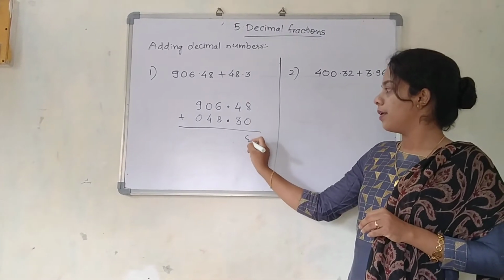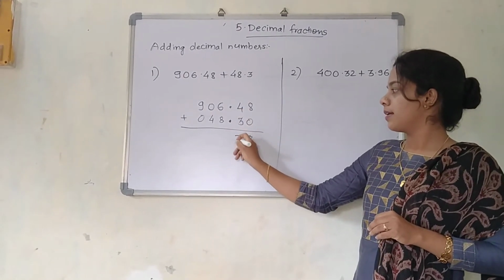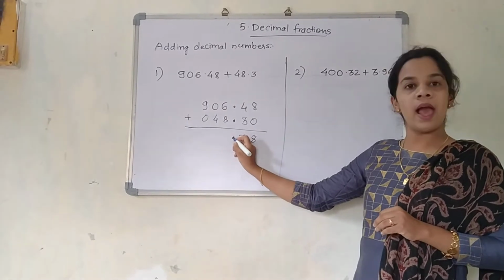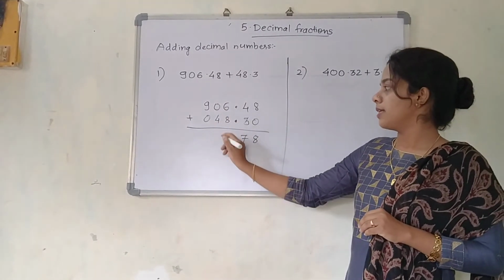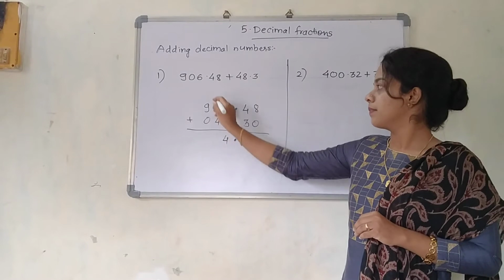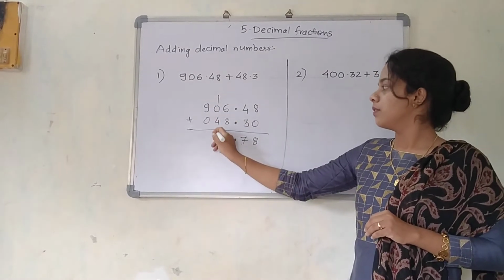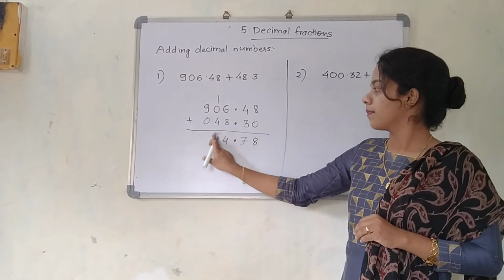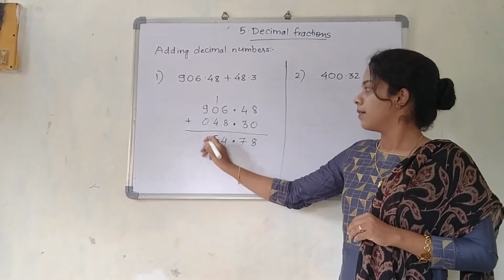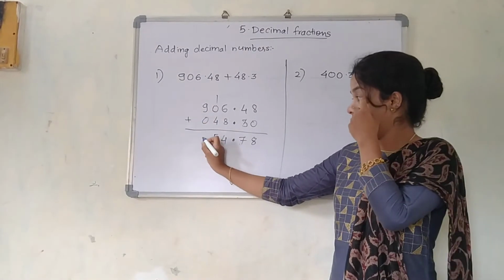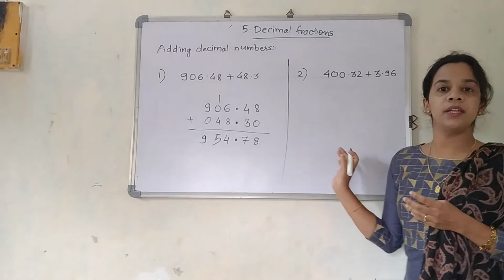8 plus 0, 8. 4 plus 3, 7. Decimal will be as it is down. 6 plus 8, 14. 4 plus 1, 5. 9 plus 0, 9. Now we can focus on the next part.